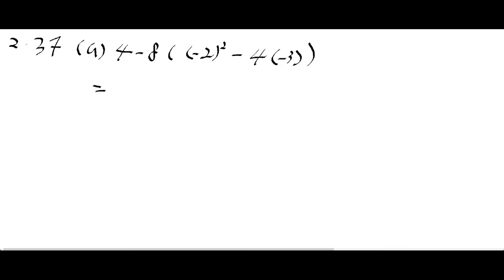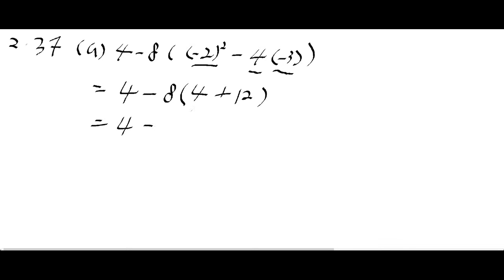You can first touch this one. What is negative 2 squared? Negative 2 squared is 4. Then 4 times negative 3 is negative 12, but there is a negative sign, a subtraction, so it becomes plus 12. And then you multiply by 8 and subtract from 4, right?